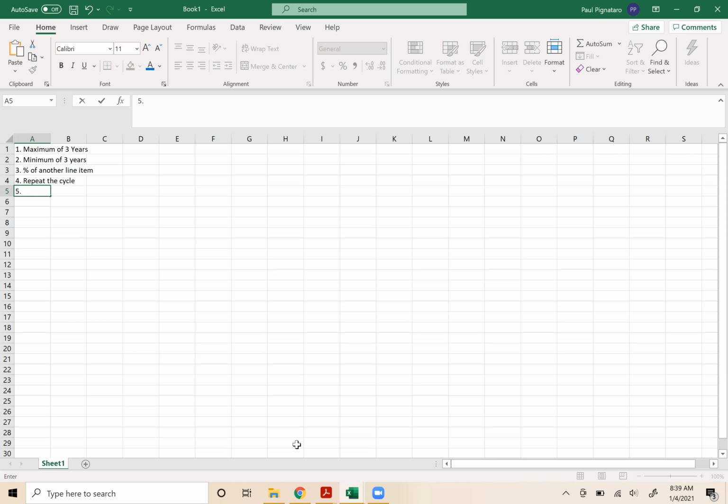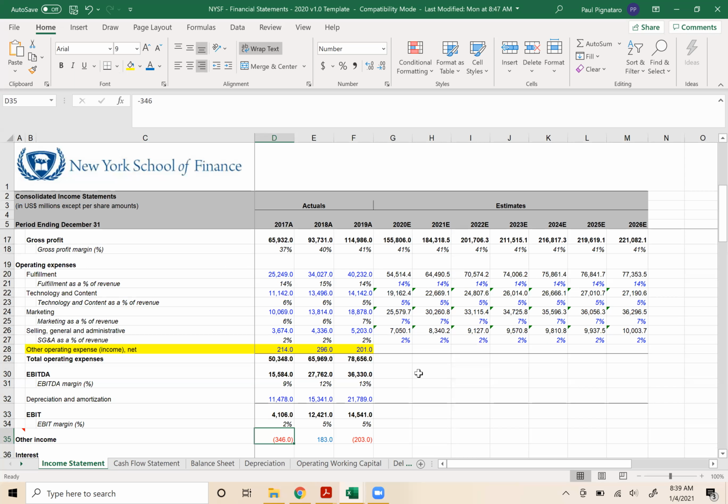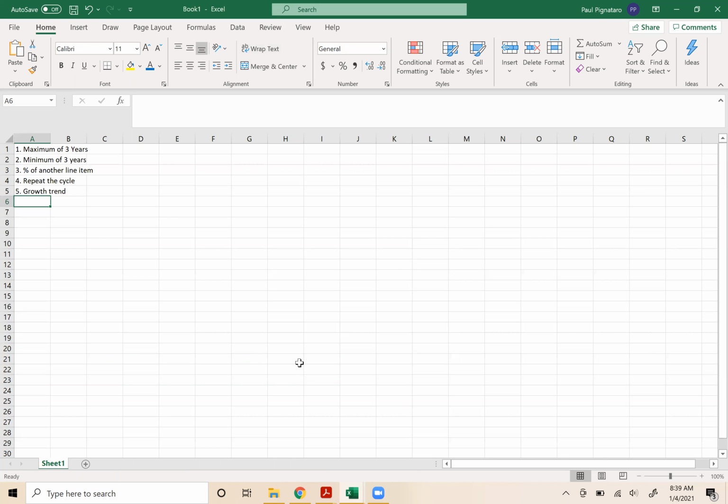5, you can use a growth trend, whether that's positive or negative. We do this for revenue, right? If it's steadily increasing or steadily decreasing, you can repeat that trend. So, 6, you could take an average. Average of 3 years.